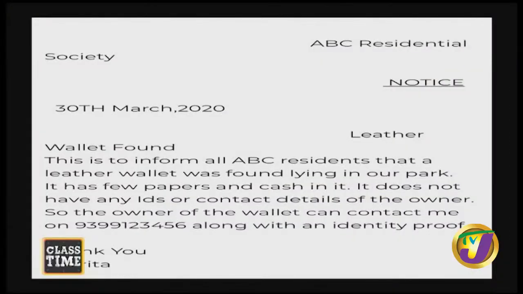All right, look at this one. We see some of the things that we would include in the body of a notice that is written like this. Wallet found. It is to inform all ABC residents that a leather wallet was found lying in our park. It has few papers and cash in it. It does not have any IDs or contact details of the owner. So the owner of the wallet can contact me on this number along with an identity proof. So these are some of the things that you would include in the body of the notice.